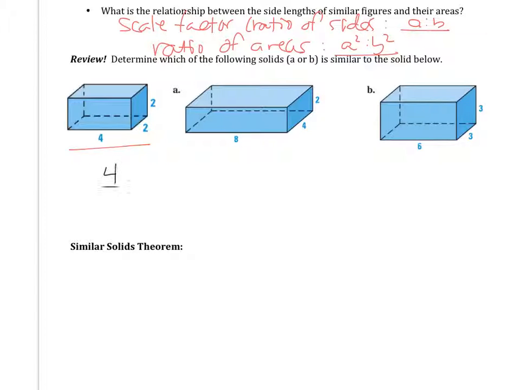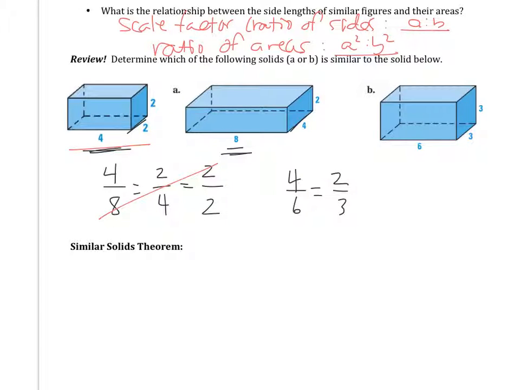Okay, so she says 4 is to 8. So always do the bigger number with the bigger number. And then she says 2 is to 4. So far the lengths have the same ratio as the widths, but do the heights have the same ratio? Is 2 over 4 equal to 2 over 2? No. So therefore, A is not similar to the one on the left. But if we compare B, 4 is to 6 as 2 is to 3, as the heights 2 is to 3. Are all three of those ratios the same? Yes. So therefore, B is the one that is similar.